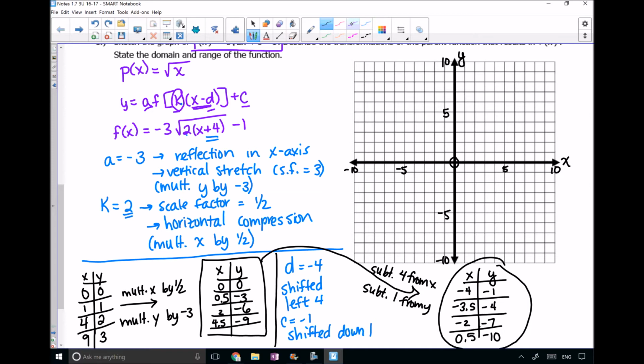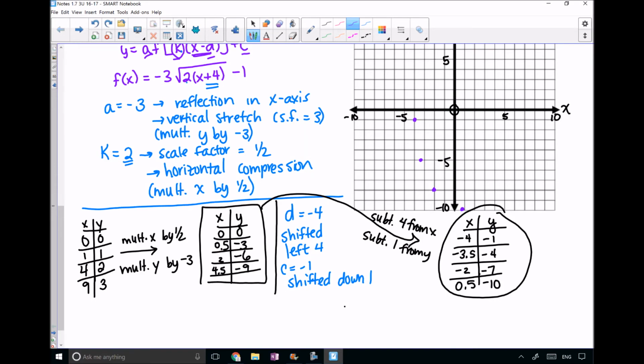So -4, -1 is going to be right here. Okay, -3.5, -4. I'm going to go to the left 3.5, and I'm going to go down 4. And you guys know how to graph. So go ahead and finish graphing while I finish graphing up here. And then I'm just going to label this as f of x equals -3 times the square root of 2x plus 8, minus 1 on the outside.